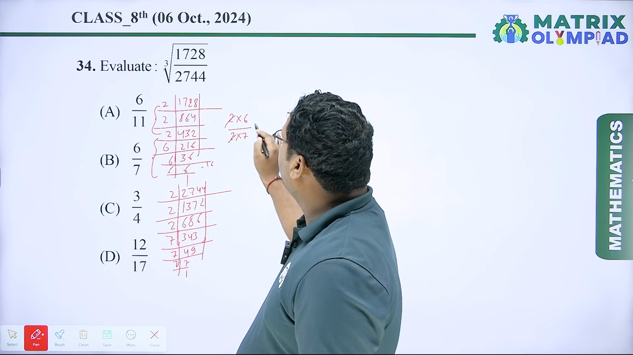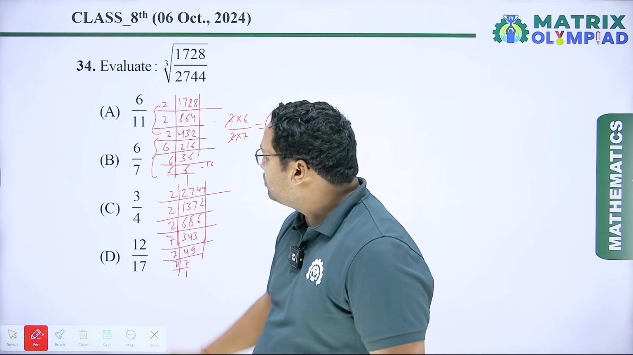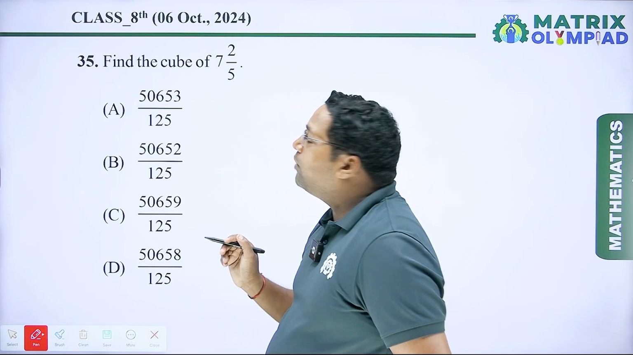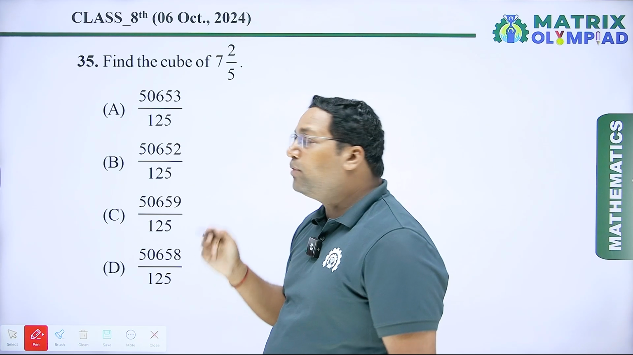This 2 and 2 are cancelled out. So the value is 6 by 7. So the correct option is B. Next, find the cube of 7 2 by 5. So first we have to convert this mixed fraction into an improper fraction.